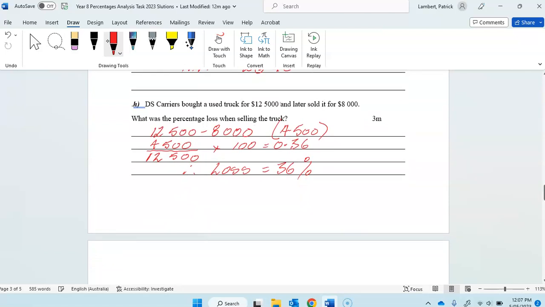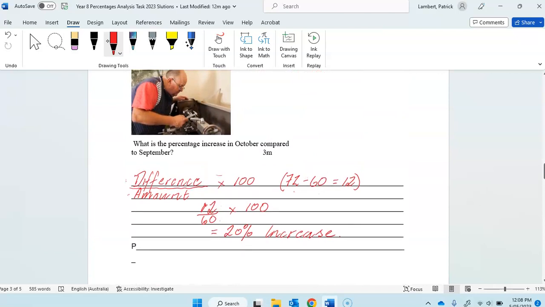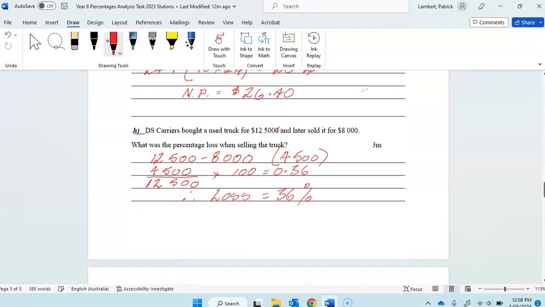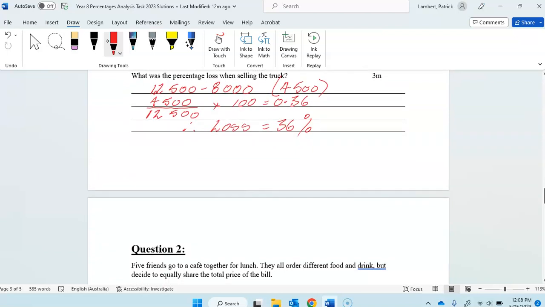DS bought a used truck for $12,500. That should really be, one too many zeros there, so $12,500, and later sold it for $8,000. So again, we go the difference over the original amount. Difference is 4,500 over the original amount, 12,500, comes to 0.36. Therefore, we have a loss of 36%.